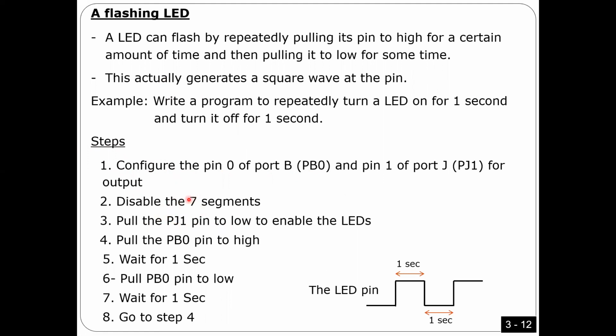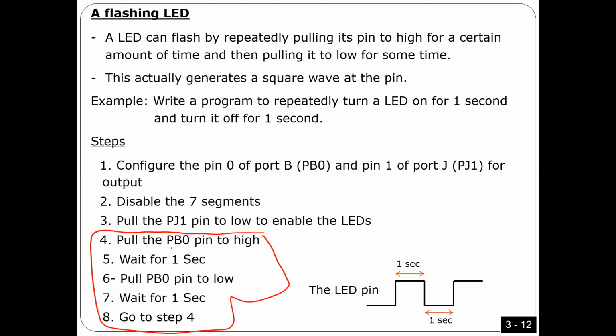Also, you have to disable the 7 segment. How can you disable the 7 segment? As I told you, we have PB0 to PB3. You have to put ones in them. This is just a configuration, which should be done only one time at the beginning of your program. Most of the time your program will be here, guys.